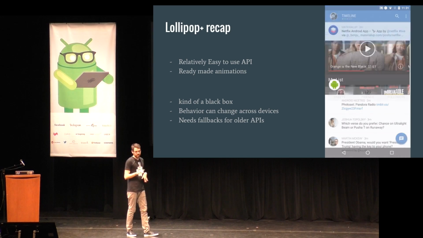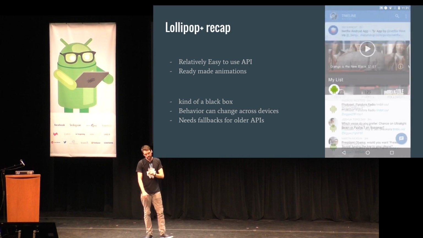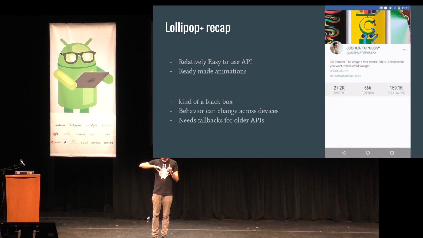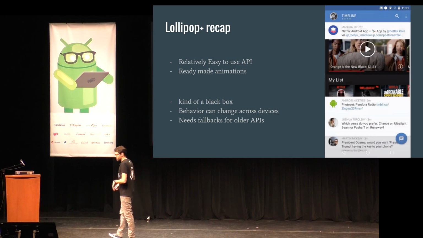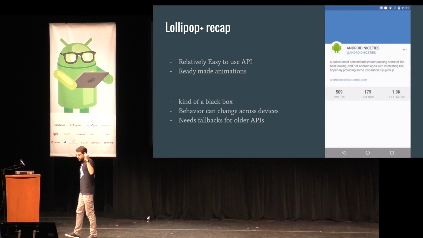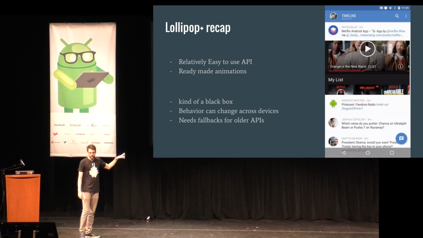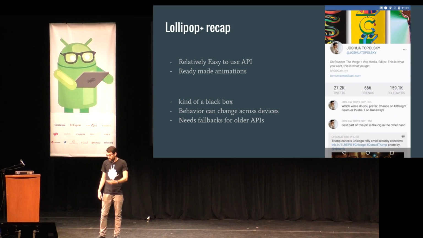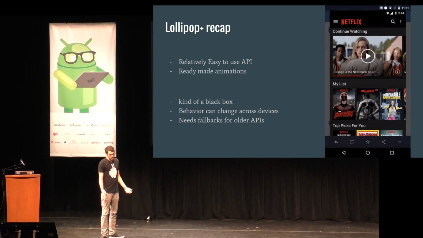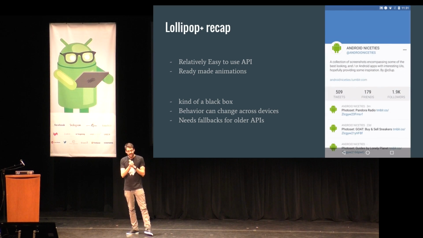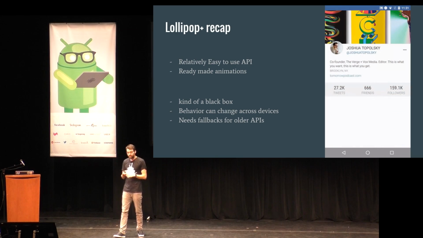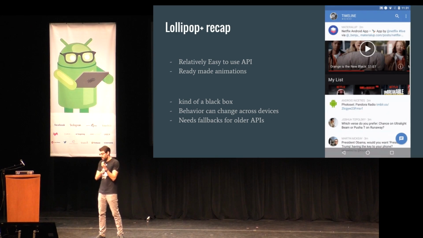But that's it. It's not much code to write. Just one gotcha to remember: you need to have everything ready before calling the start enter transition. That's the big gotcha. And this is what I use straight up in Falcon for the profile and media transition. And yeah, it worked fairly well. Again, I didn't have to write any animation code. Pretty easy to use API.